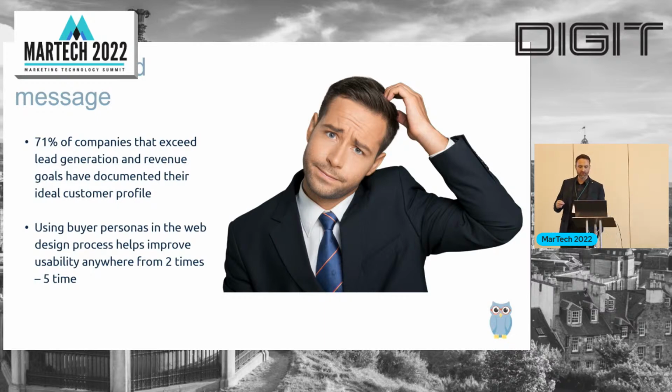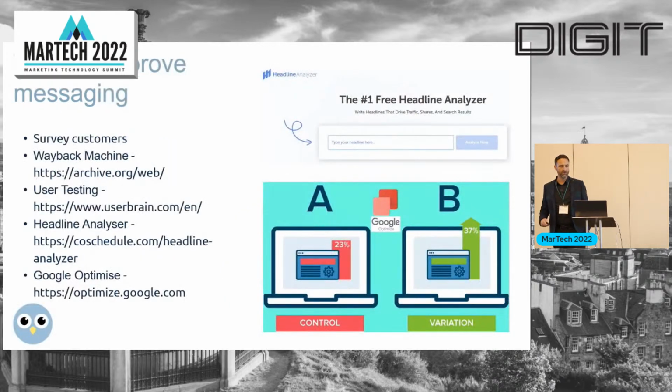So using your buyer personas will make you 2 to 5 times more effective, and 71% of companies using it exceed their lead generation goals. So how do you improve your messaging? One of the best ways to do it is actually just survey your customers and survey your potential customers. And there's lots and lots of survey tools out there. You've got Google Forms, you've got SurveyMonkey, all that type of stuff. So lots of ways to do that, and actually asking them for your messaging.